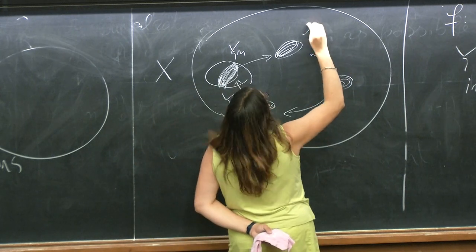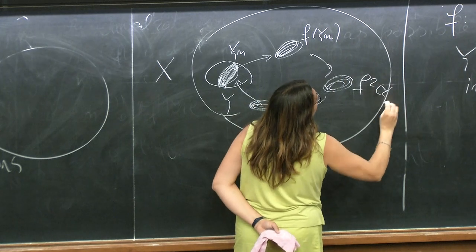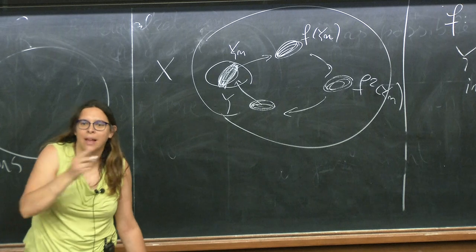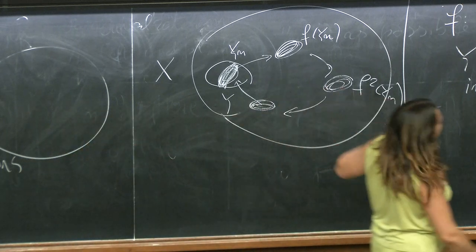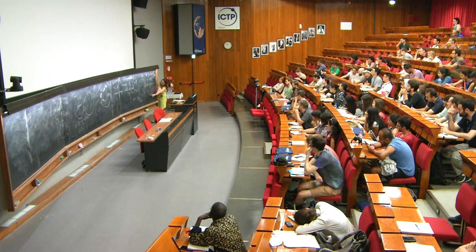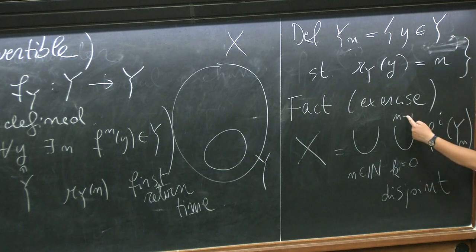And this will be f of yn. This will be f squared of yn. This thing will be out for exactly n minus 1 iterates, and then we'll be back. So these iterates are here. So for each n, I take yn, and I translate, and I shift it exactly n times.